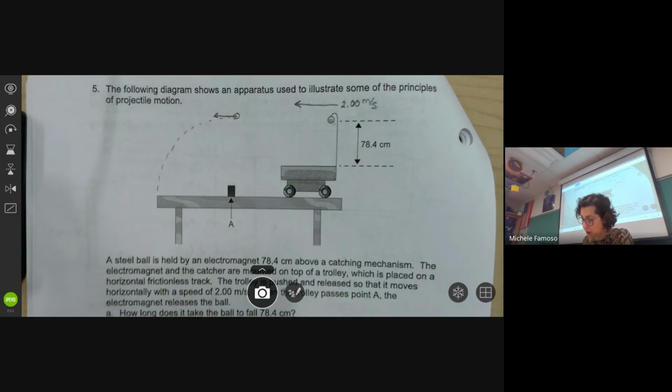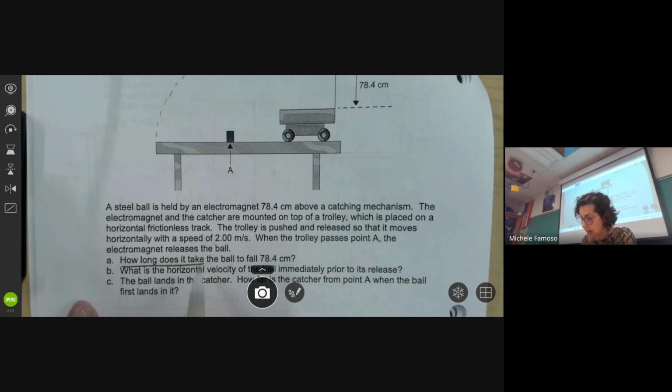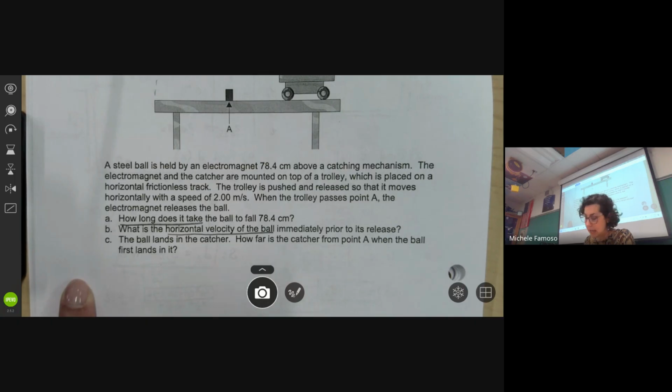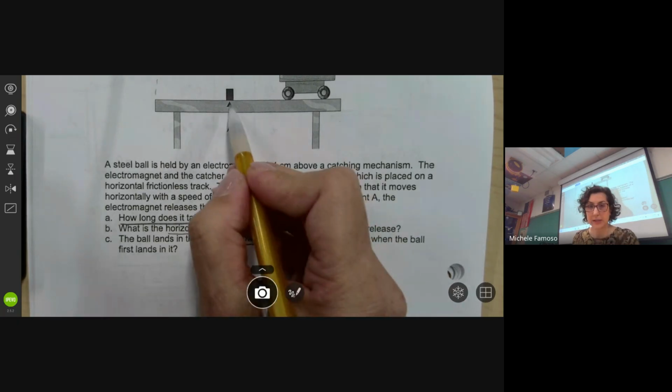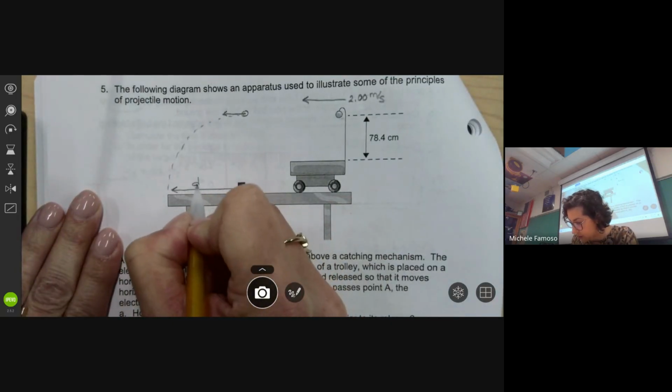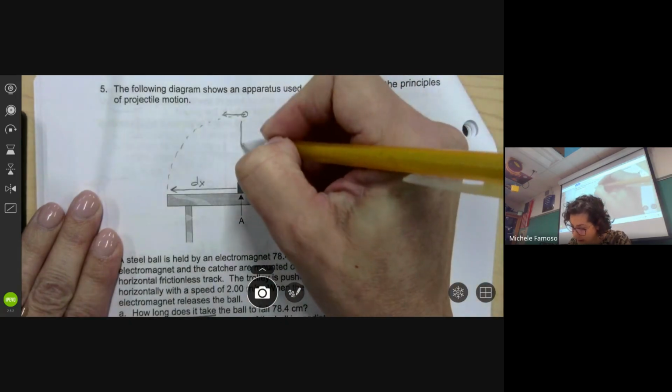So first thing I want to know is how long it takes the ball to fall 78.4 centimeters. Then I want to know what is the horizontal velocity of the ball immediately prior to its release. And if the ball lands in the catcher, how far is the catcher from point A? Point A is this point here. So what I could do is illustrate that that is the range, the dx.